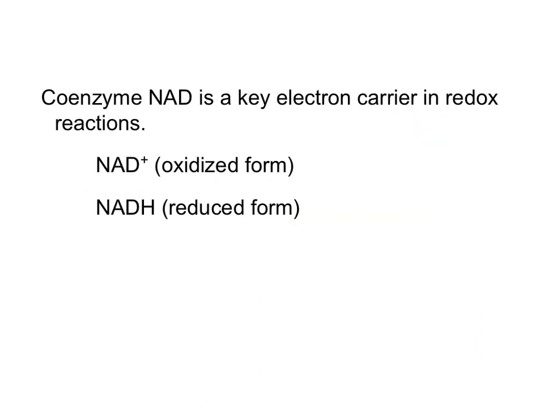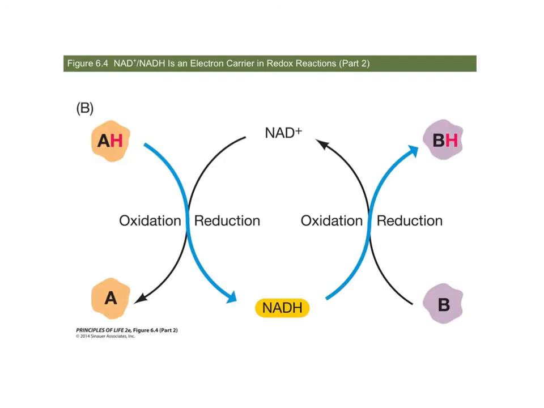Another molecule that helps in the transfer of these electrons as these reactions are taking place is coenzyme NAD. It is a key electron carrier in the redox reactions we are going to look at for cell respiration. NAD+ is the oxidized form of this molecule, and NADH is the reduced form.